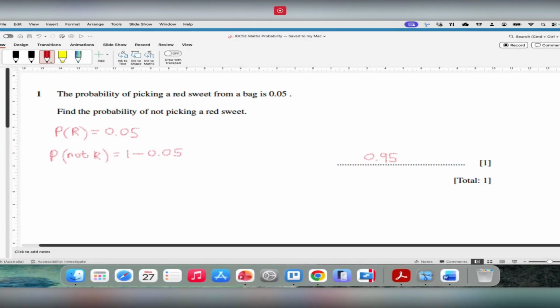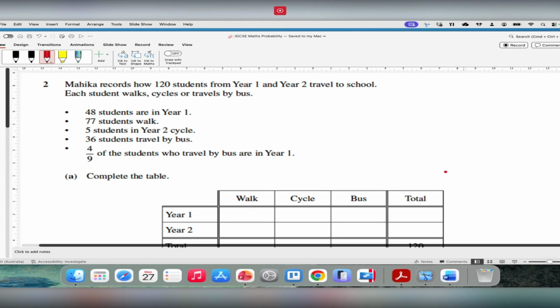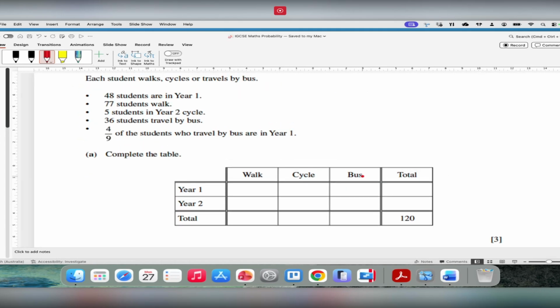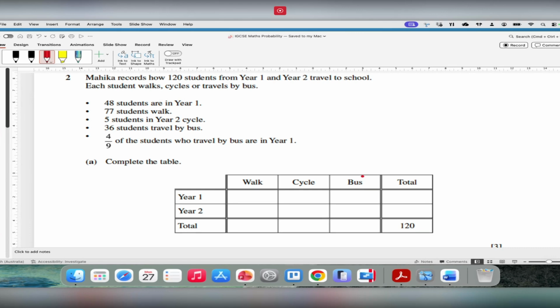Okay, let's have a look at the next question. Mahika records how 120 students from year 1 and year 2 travel to school. Each student walks, cycles, or travels by bus. 48 students are in year 1, 77 students walk, 5 students in year 2 cycle, 36 students travel by bus, and 4/9 of the students who travel by bus are in year 1. Complete the table.